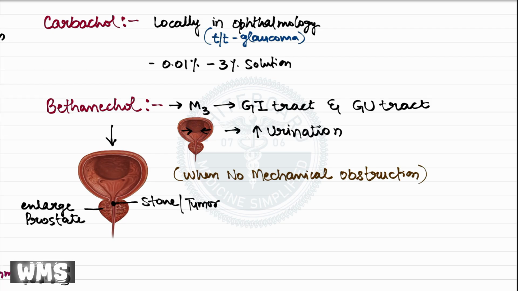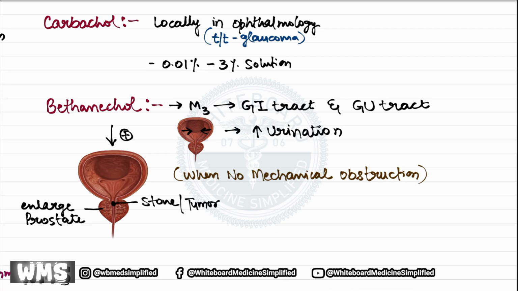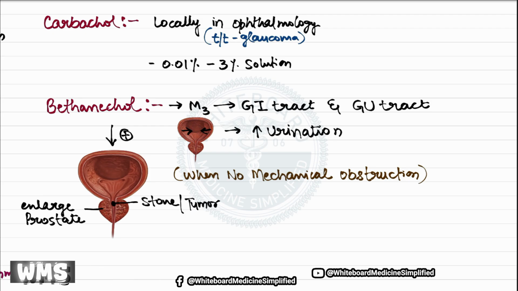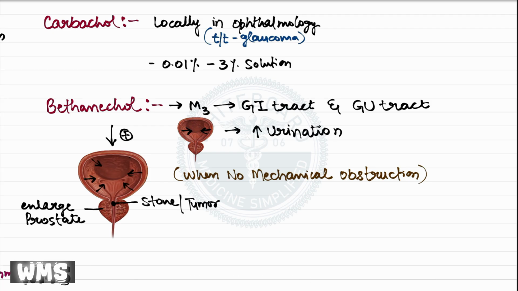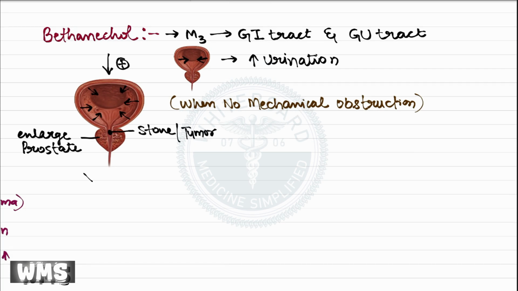Now imagine if we give Bethanechol in such a situation. Since Bethanechol stimulates the detrusor muscle of the bladder to contract strongly, the bladder will try to push urine out. But because a physical blockage is present, the urine still cannot pass.